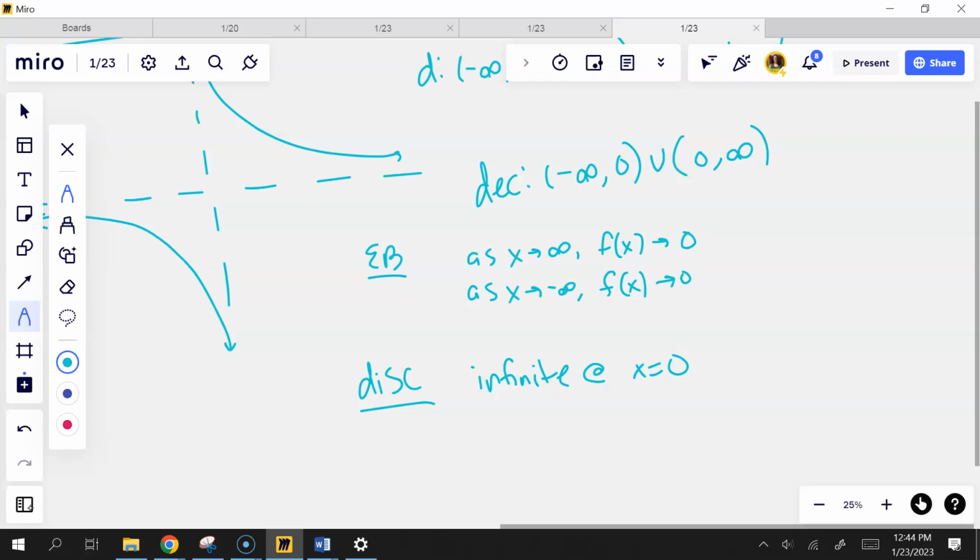Even, as if the y-axis is an axis of symmetry. Neither. Wait, why would it be even? How do you know? Square root? Because the left side's not reflected. There's only graph on the right side of the axis.